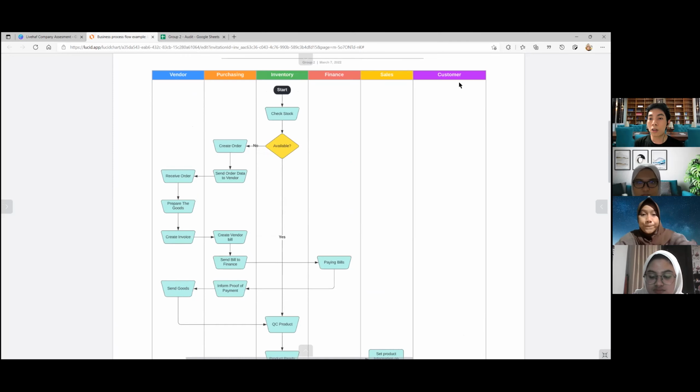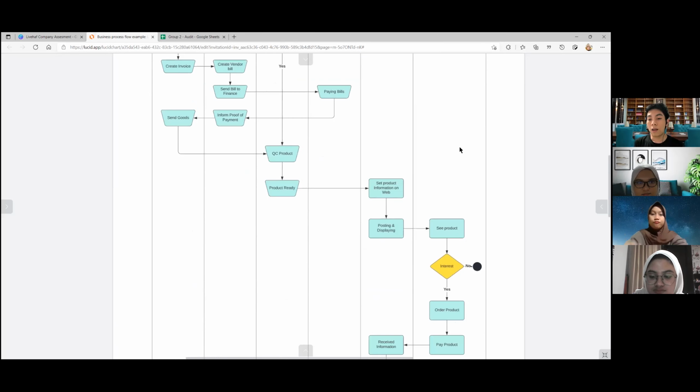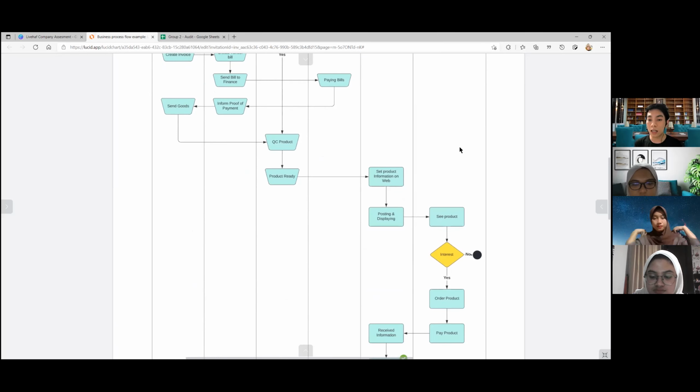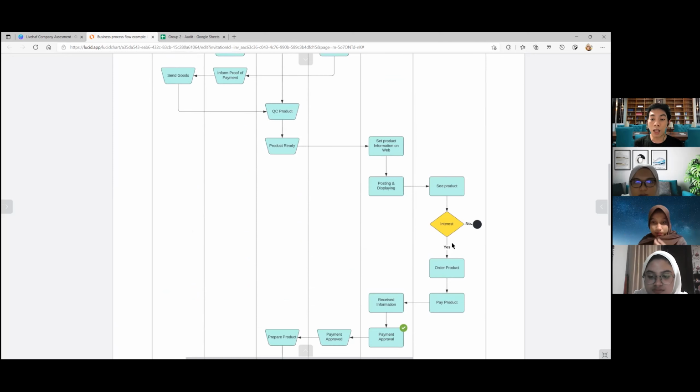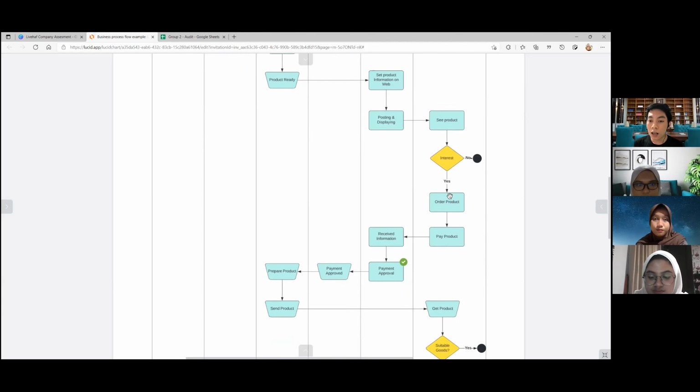We explain the customer activity. Customers see the product on the Livehaf website. This is the decision: if interested, meaning yes, order the product. If no, stop the activity because they are not interested in the Livehaf product. Okay, after interest, meaning yes, order the product and pay for the product.